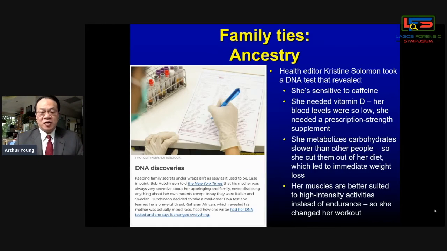She also metabolizes carbohydrates slower than other people. So when she cut carbs out of her diet, which includes, I think she said, bread, pasta, baked goods, and sweets, she found that she had lost weight almost immediately. Lastly, her DNA indicated that her muscles were better suited for high-intensity activities instead of endurance activities. So she switched her workout to high-intensity interval training as opposed to long-distance marathon runs. Next.